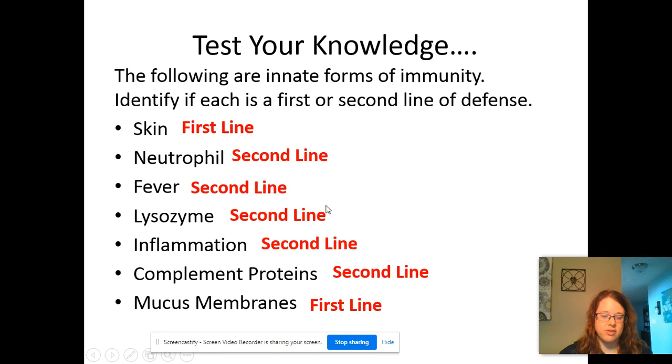So you can see, obviously, most of them are second line. First line is, again, just, as it said in that previous diagram you looked at, the physical barriers. So if it's a nasty little pathogen, it will usually hit the first line of defense pretty quickly. So we have to have a nice backup at that second line of defense.